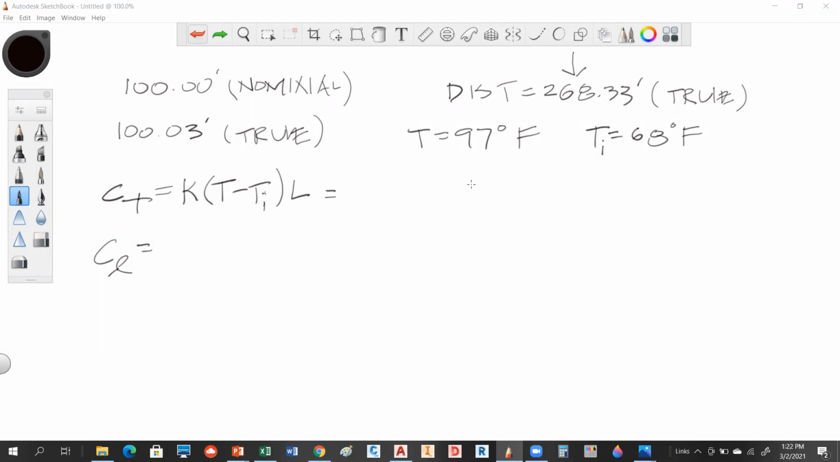What about K? What is K? That'd be the coefficient of thermal expansion. Right, and that's material based. So for steel, that would be something you'd have to look up. I remember it as 0.00000645. And if you're using centigrade, it's a different number, so you have to be really careful with that. Here, we're going to use this one for steel.